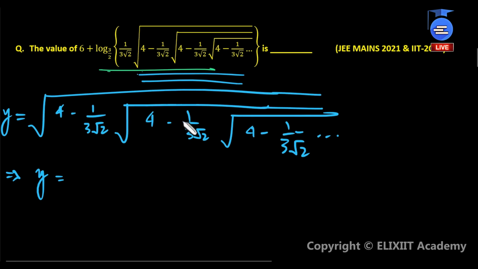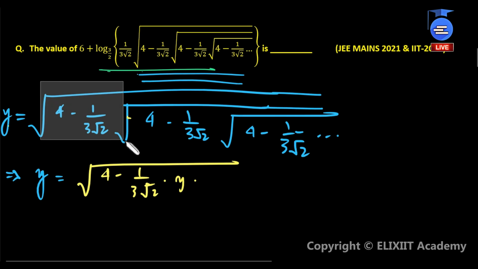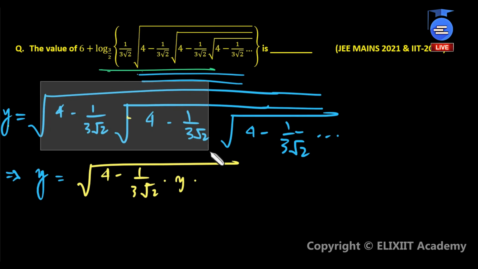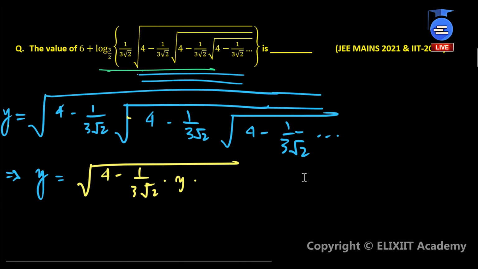Can I say this is nothing but square root of 4 minus 1 by 3 root 2 into y? y is basically this thing. So if you close this part, the remaining part is also y. You close this part, the remaining part is also y. y continues. Is this part clear? So square root of 4 minus 1 by 3 root 2 into y.